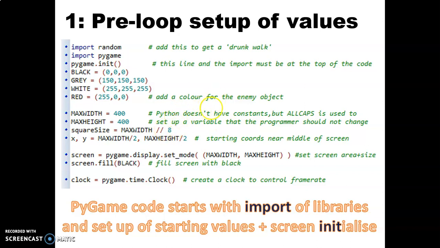As usual, we need to have a pre-game loop setup section. So we're going to start off with a whole raft of setup code to import the libraries, to make the colors that we want to use, to set the screen size, and then to actually draw the screen and create a clock. So all of this is fairly standard code that would be used in any Python PyGame.